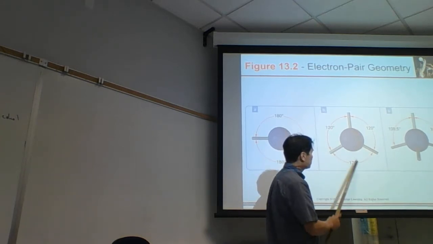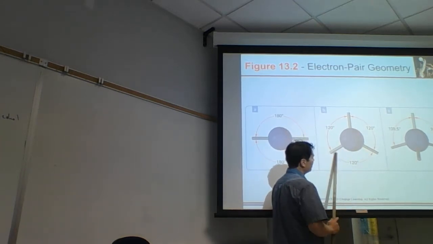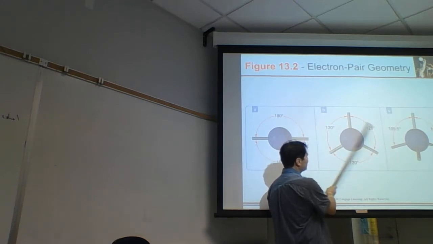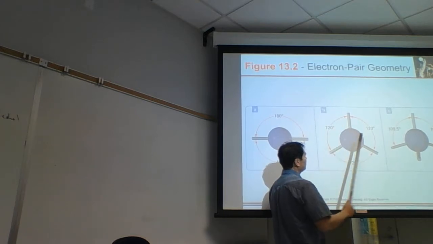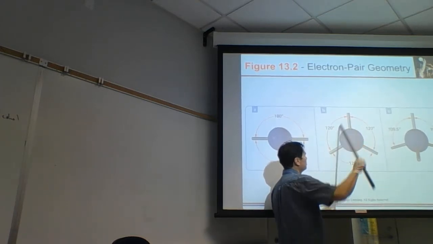This geometry is called trigonal because it's triangular, planar. It's planar because it's flat in the plane. So, trigonal planar. In trigonal planar, if you want to maximize the angle here, it's 120. If I put a fourth group in here, they'll push these three away.